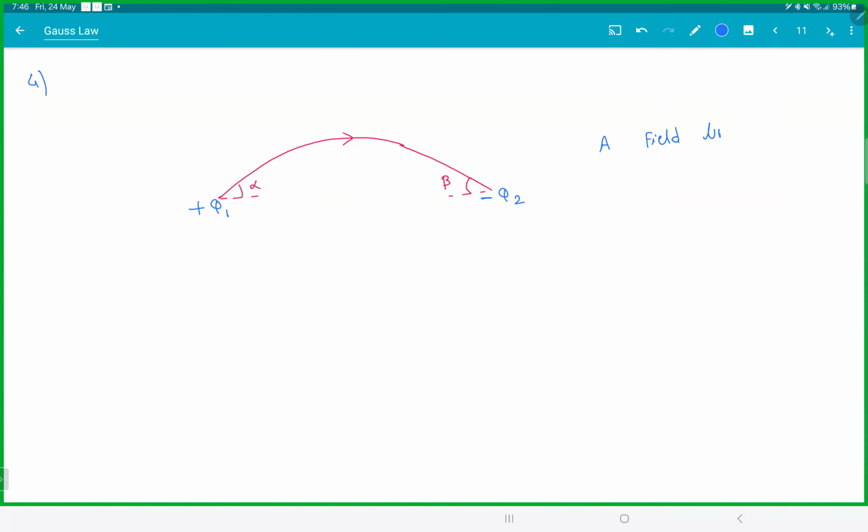One of the field lines, there are multiple. A field line leaves at angle alpha and enters minus Q2 at angle beta. Meaning, even though it is hypothetical, if you actually try to plot, you will see something like this. Find the relation between alpha and beta.